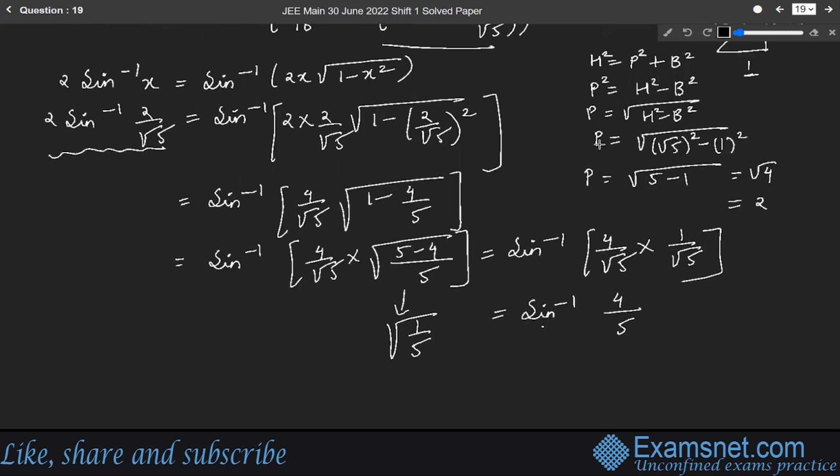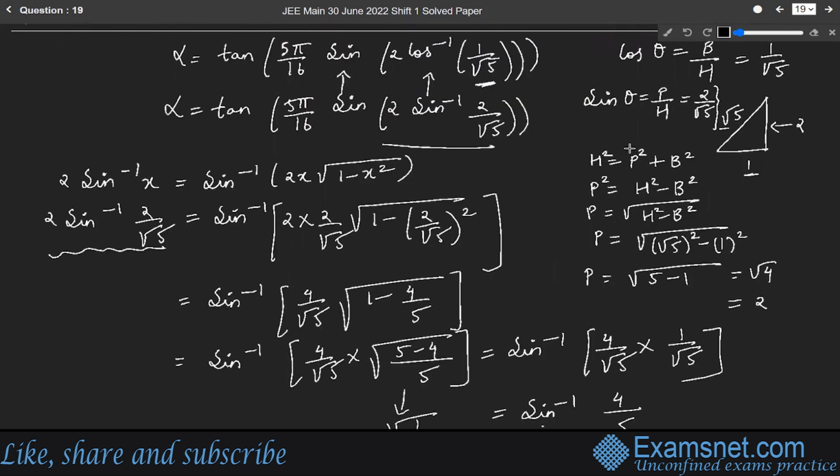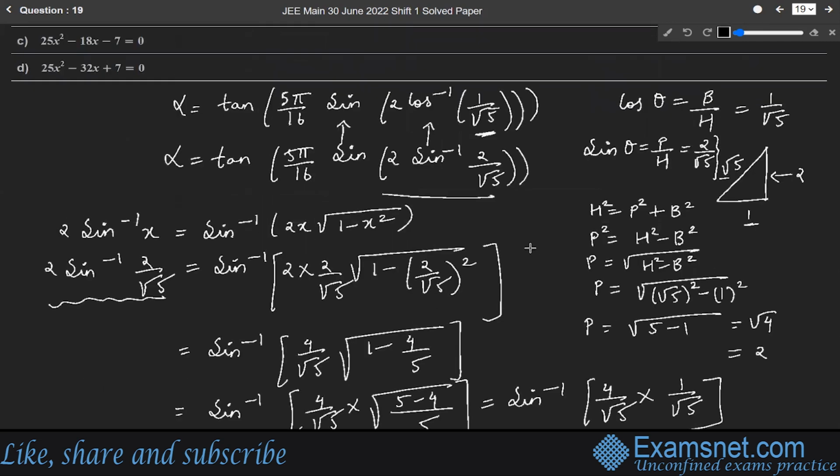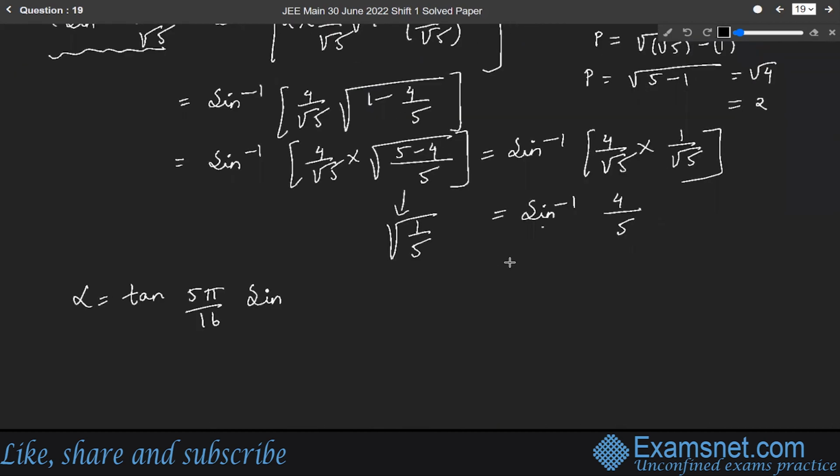So the value of 2 sine inverse 2 by root 5 is sine inverse 4 by 5. So let us substitute it. We have the expression alpha is equal to tan of 5 pi by 16 into sine of 2 sine inverse 2 by root 5. What is the value of 2 sine inverse 2 by root 5? It is sine inverse 4 by 5, right? So this sine and sine inverse will be cancelled. So we have alpha is equal to tan of 5 pi by 16 into 4 by 5.